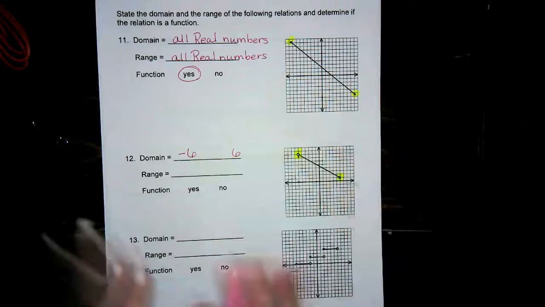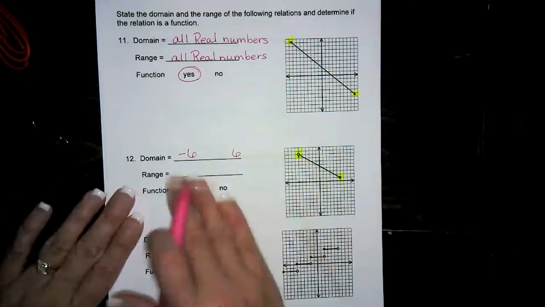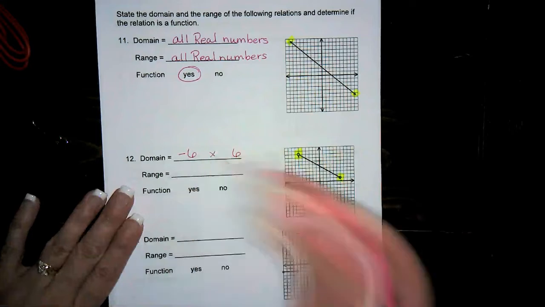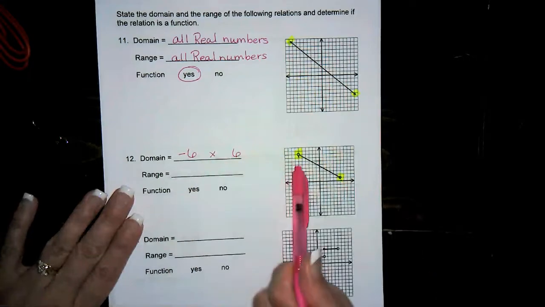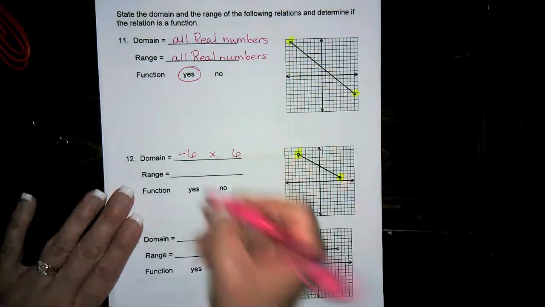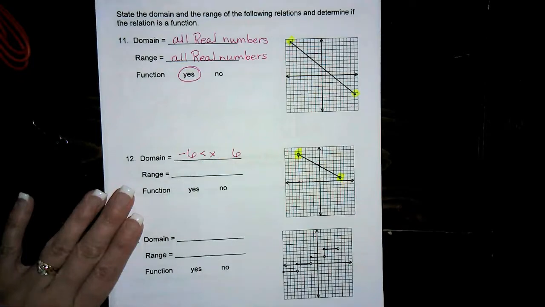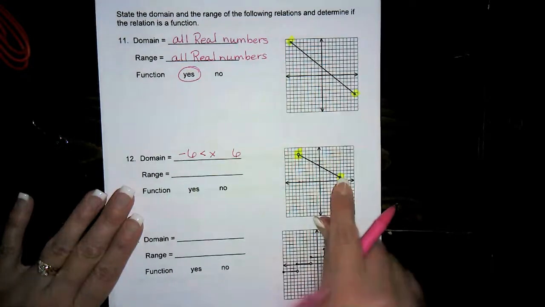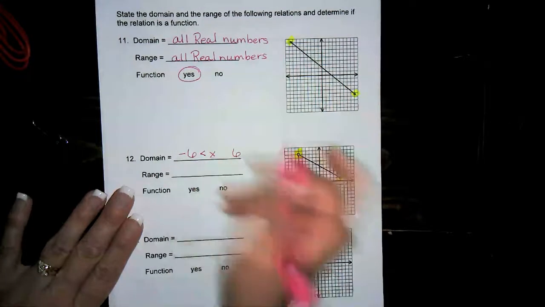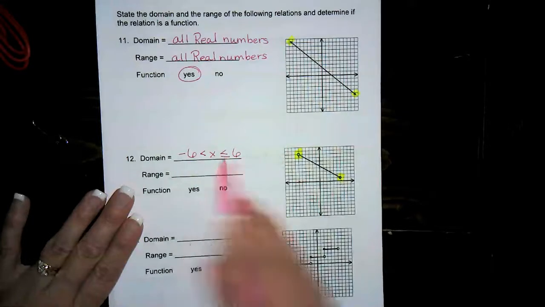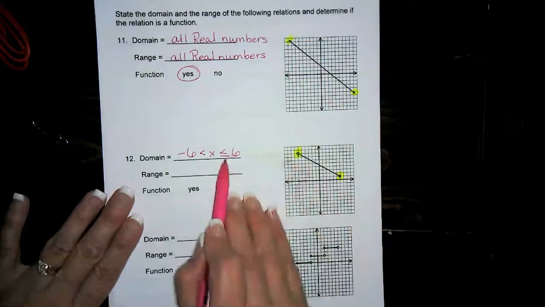Okay, so I know all of my domains stay between -6 and 6. So I'm going to put my x for my domain between them. Now this is an open circle, so I'm going to say x is between -6 but not included. This is a closed circle, so x is between -6 and 6 and included. So notice for a closed circle, I have to put the equal to underneath the inequality.